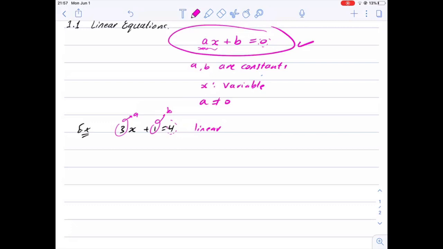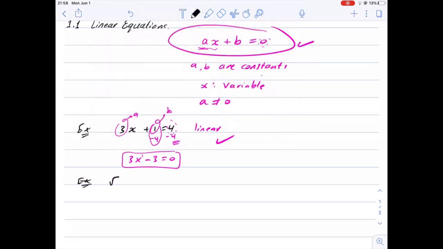This is called standard form, so we write it as 0. How? We can subtract 4 from both sides and write the equation as 3x minus 3 equals 0, since 1 minus 4 is negative 3 and 4 minus 4 is 0. So we could write it in that standard form. The right hand side is 0. This is linear because if we look at the power of x, the power is 1. So yes, it's linear.